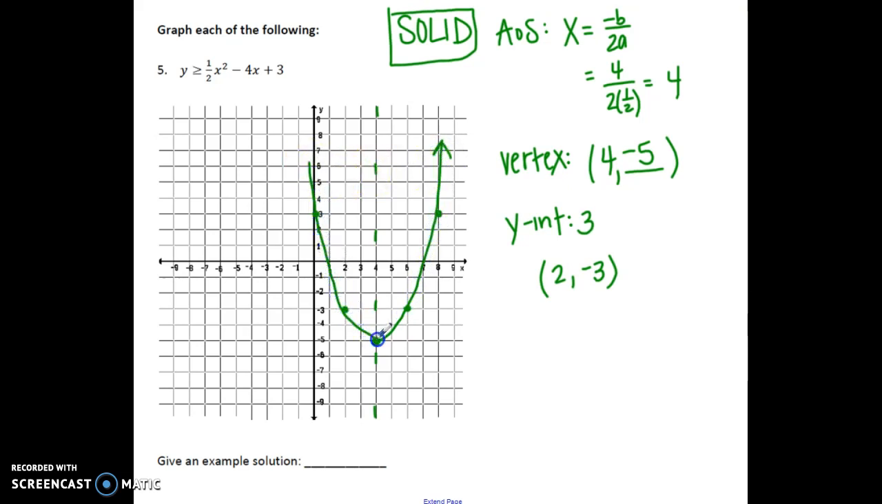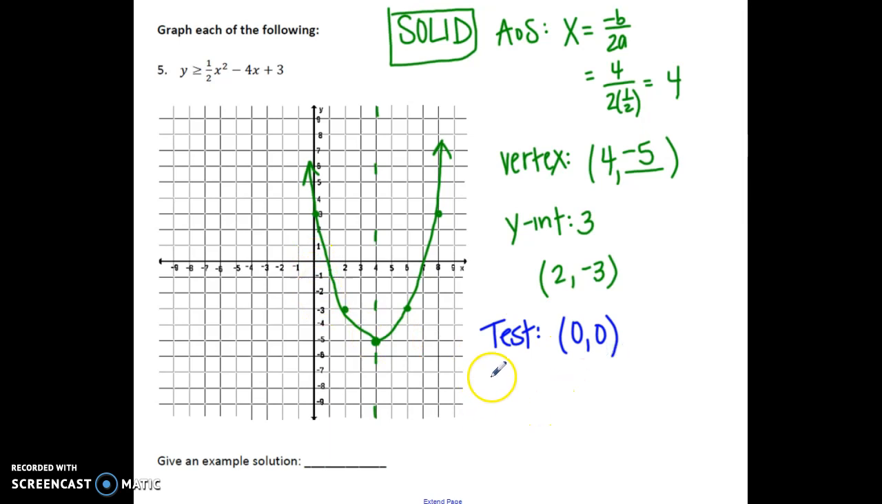And we're going to plug in points to check: are we going to shade inside the parabola or are we going to shade all of this on the outside? So let's pick a point to test. Just as long as it's not actually on the parabola, we can use it. So I love my point (0, 0). I'm going to test that out.